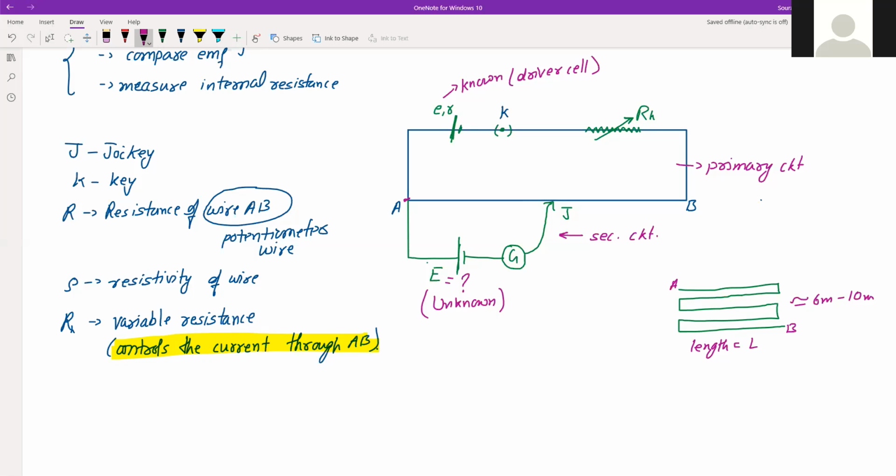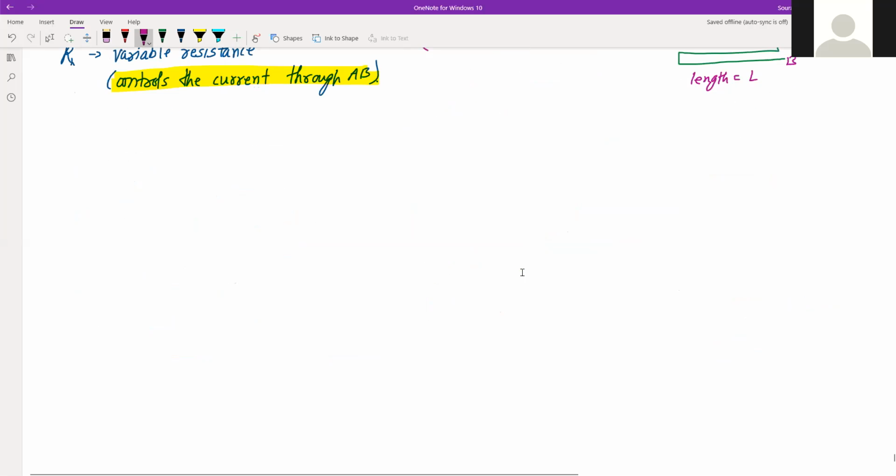Now there are a few points which we should remember in this. So let's discuss those few important points. So what are these important points? These are: first, the specific resistance or the resistivity of the potentiometer wire must be high, but its temperature coefficient must be low.